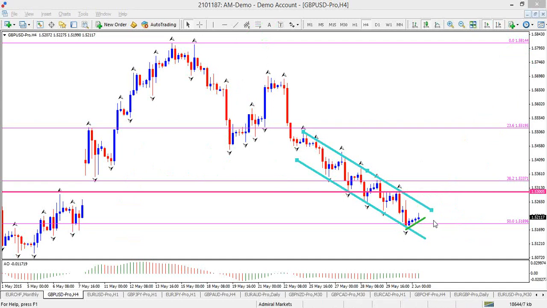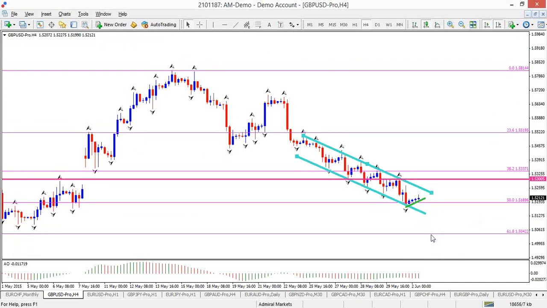Probably about 60%, I would say, and maybe a 40%. Once it reached the 50 fib, 60% chance of bounce, and maybe 40% of a continuation down to the 61.8. But I really don't remember.